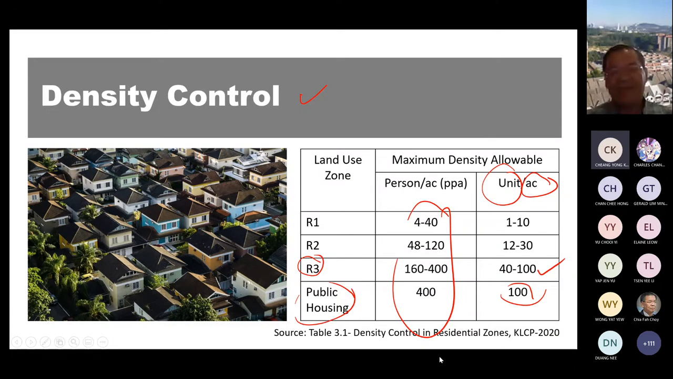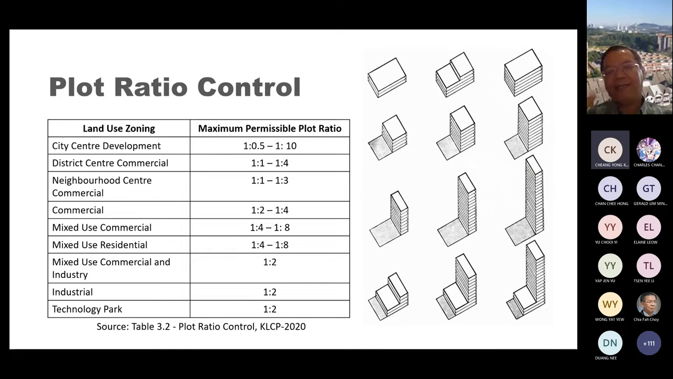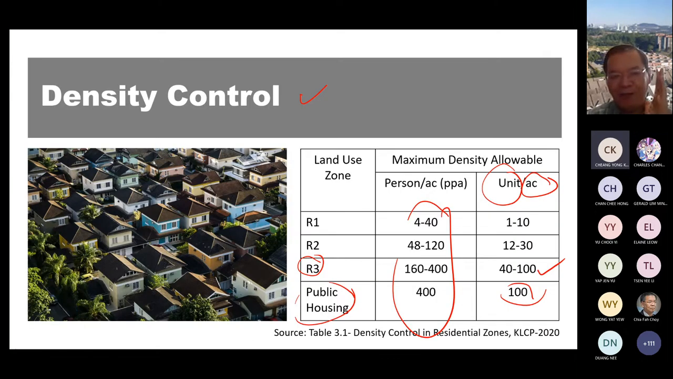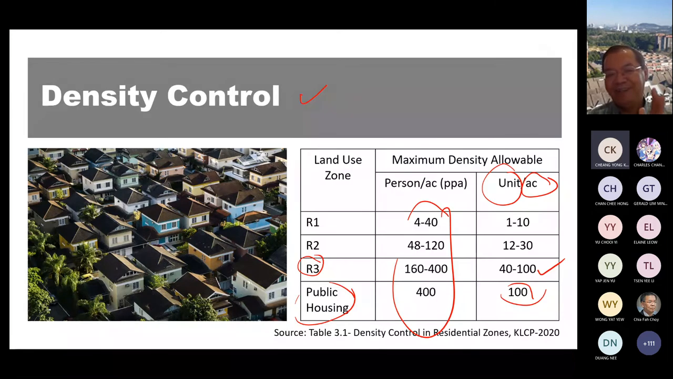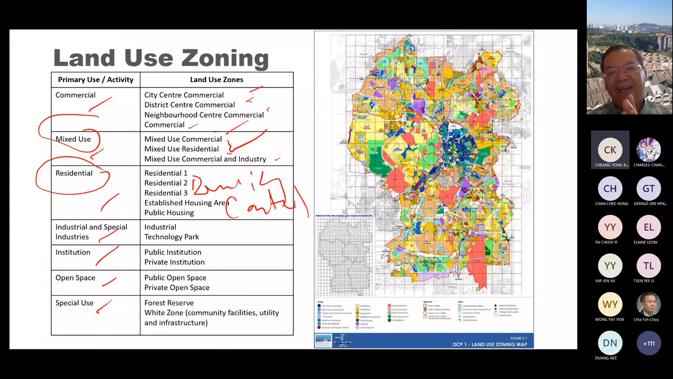Now the next consideration is plot ratio. Please listen to this point clearly. If you are using density control, you don't need to consider plot ratio. If you are using plot ratio control, you don't need to consider density control. This is a keyword. Whether you are using density control or plot ratio control depends on the land use zoning. If your land use is residential, then you have to use density control. For others, generally we are based on plot ratio control. Is it clear?